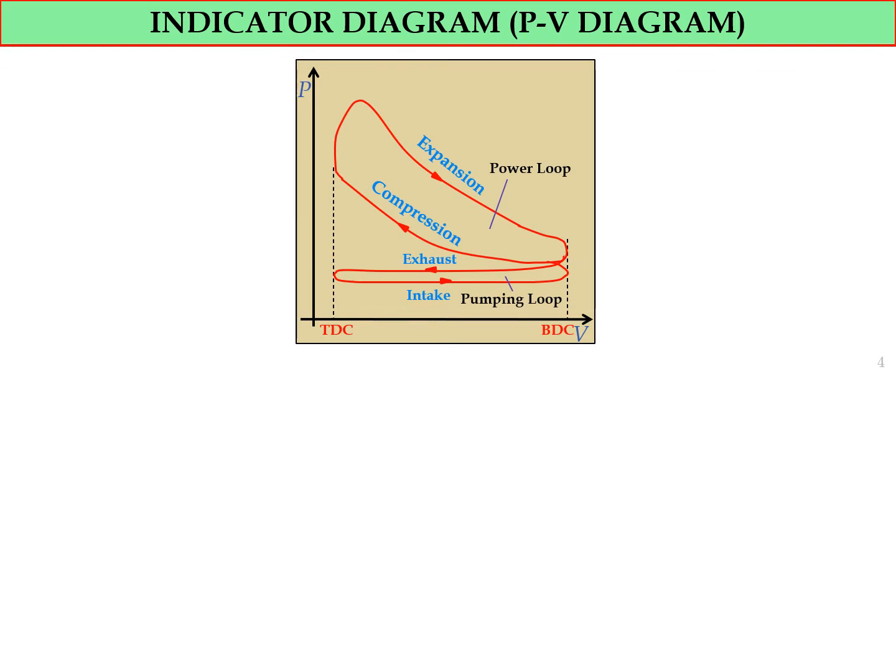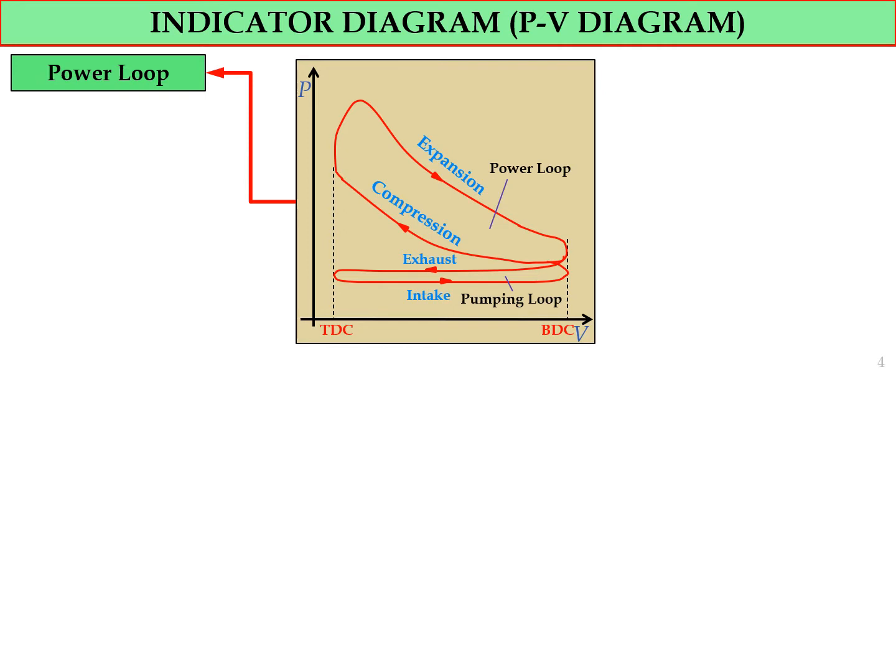As you can see, it is the PV diagram of the 4-stroke engine. And we have the top dead center and bottom dead center, and then in the PV diagram also we have intake, exhaust, compression and expansion, and we have additional labels there, which are the power loop and also the pumping loop.